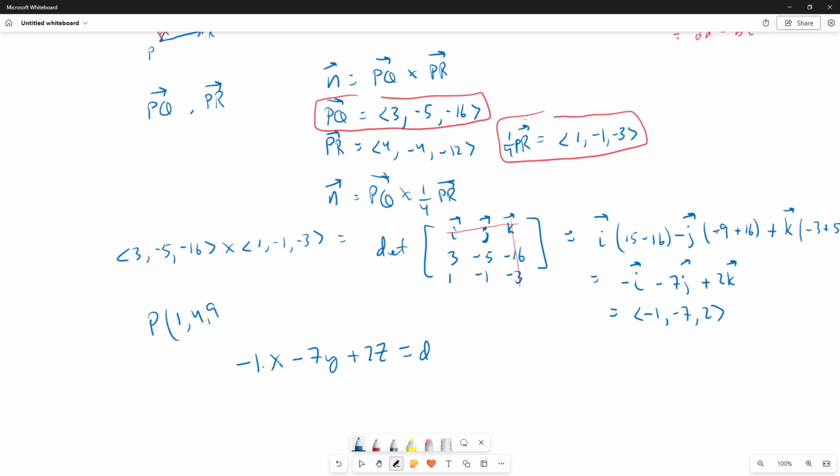If we plug in 1, we just get negative 1. Plug in 4, we get minus 28. Plug in 9, we get plus 18, and that's D. So negative 28 plus 18 is negative 10, minus 1 is negative 11. So D is negative 11, and our plane is negative x minus 7y plus 2z equals negative 11. And if we want, we could multiply this through by negative 1, maybe make it look a little nicer. x plus 7y minus 2z equals 11.